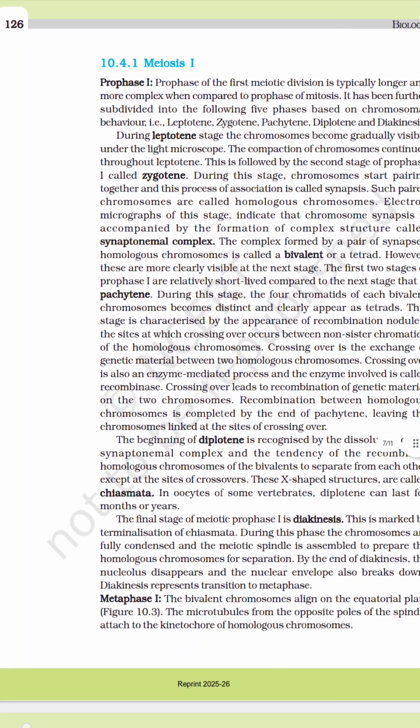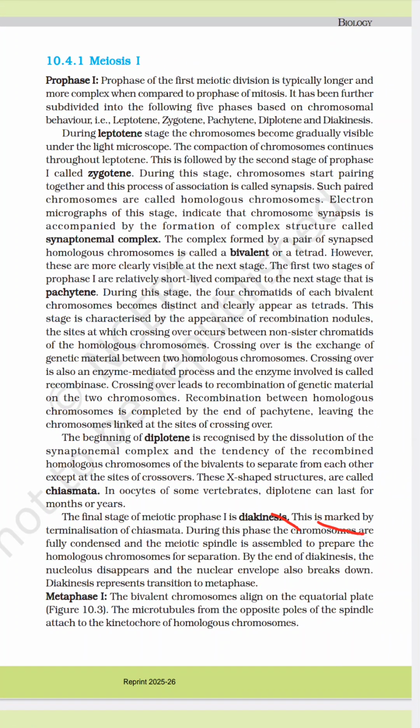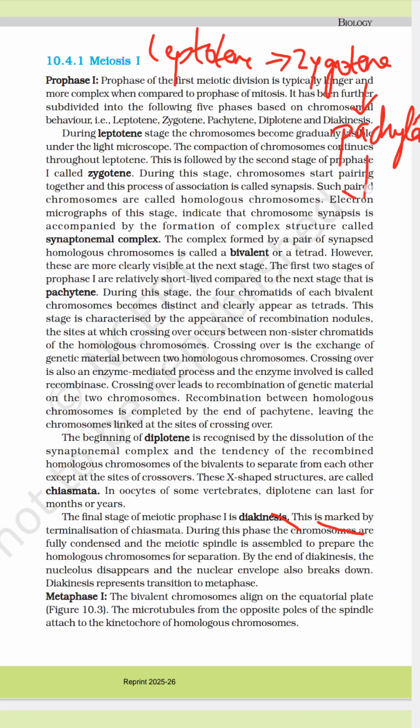The first stage is known as leptotene, zygotene, pachytene, diplotene and diakinesis. This sequence may be asked like a flow chart, 1, 2, 3.